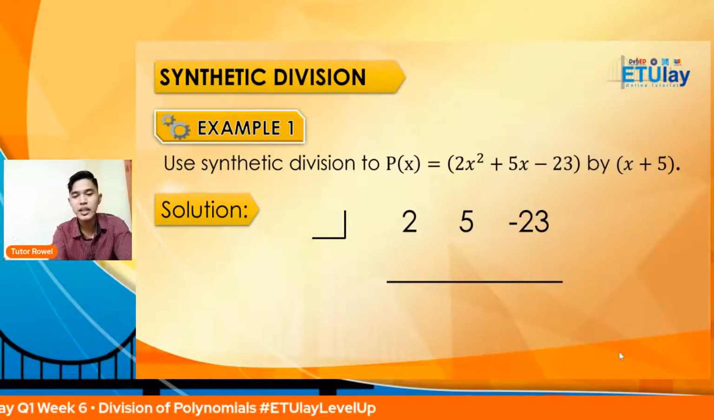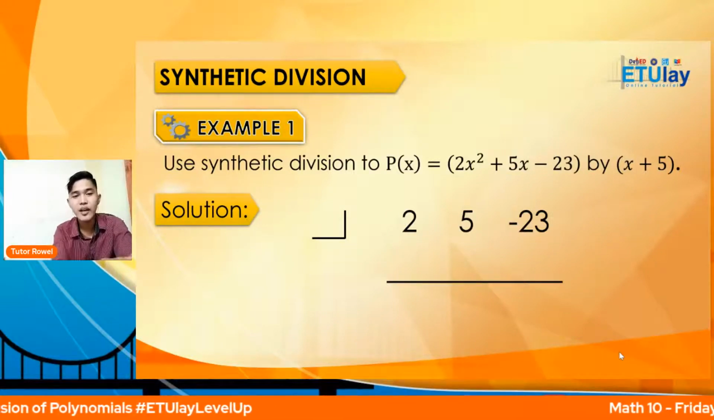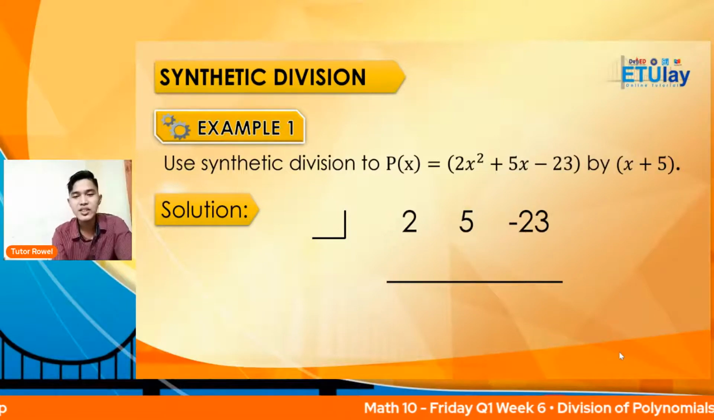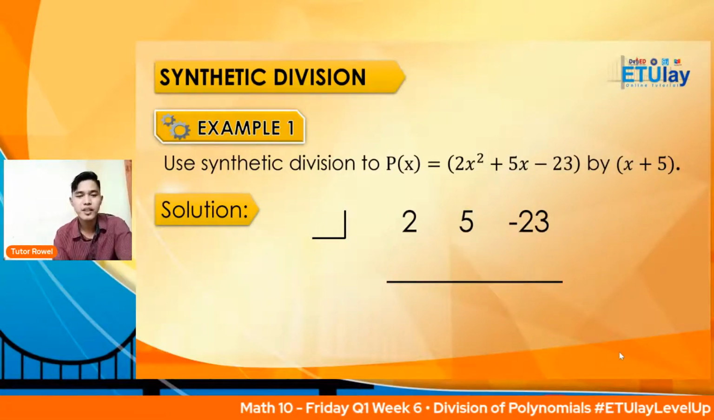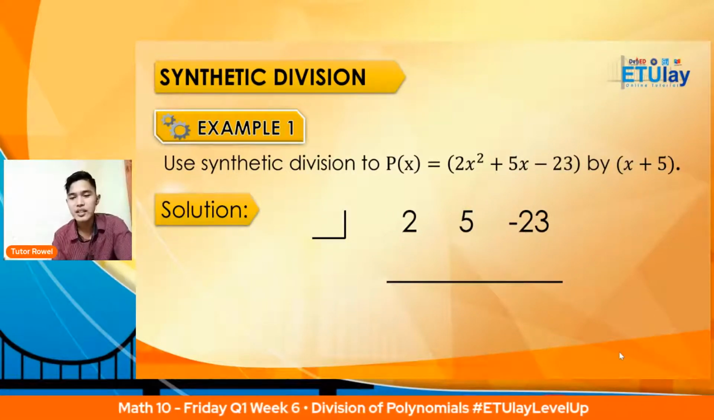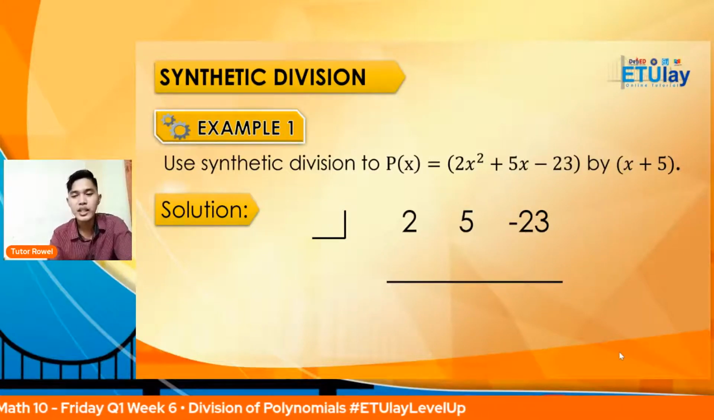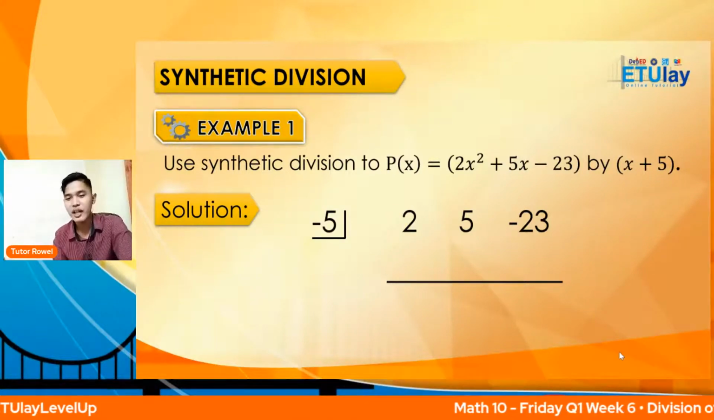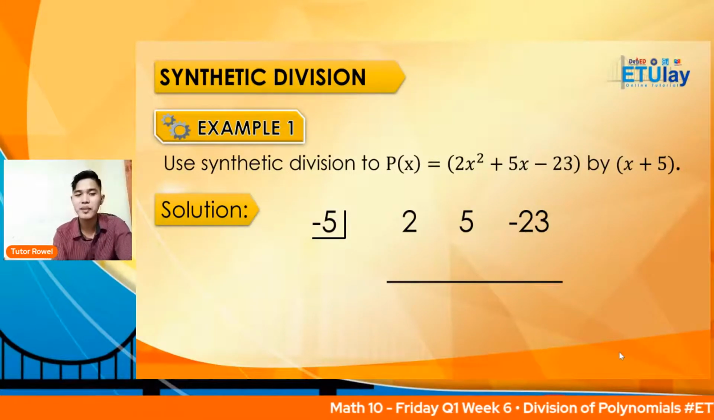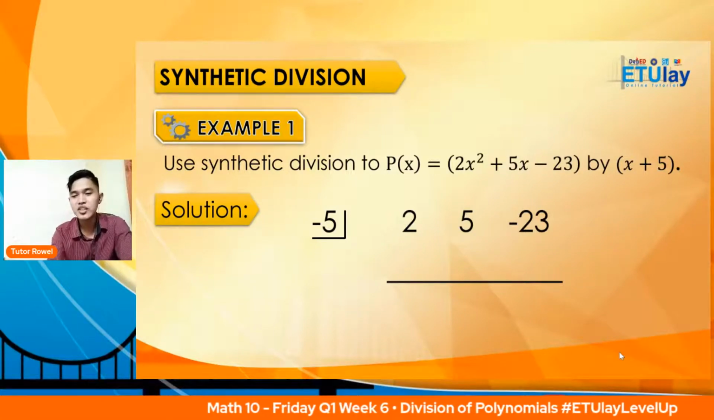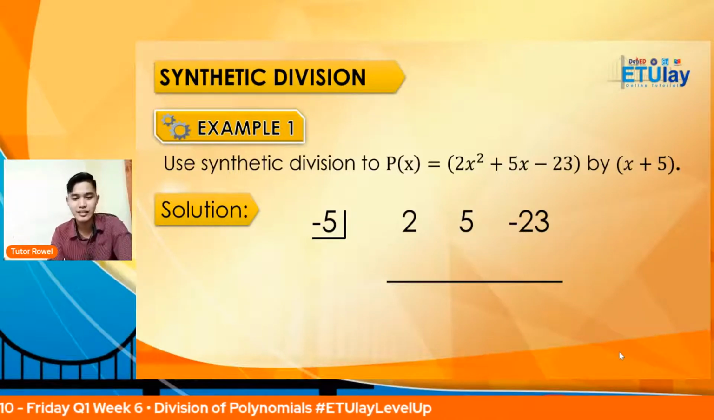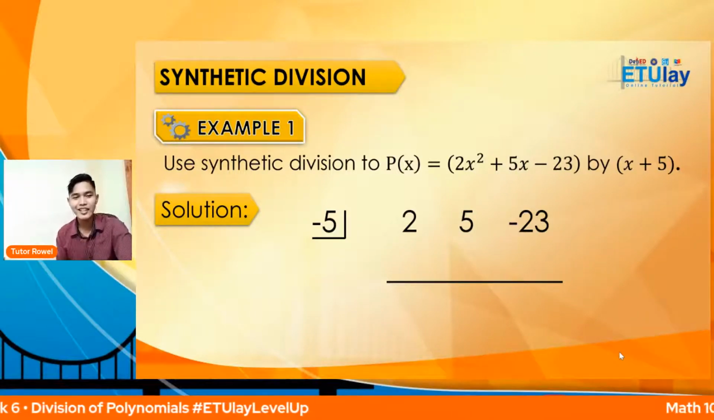Kaya lang, dito ang ilalagay natin is value ni r. Sa ibang reference, c. Since that is x minus r, ang divisor natin is x plus 5, so kukunin natin yung opposite ni 5. That will be negative 5. Kapag x minus 5 naman siya, magiging positive 5 na siya. Okay, yung opposite po. Since x plus 5 siya, yung opposite will be negative 5. Yan yung gagamitin natin. Now, nasulat na natin.